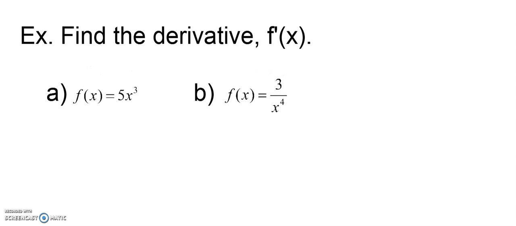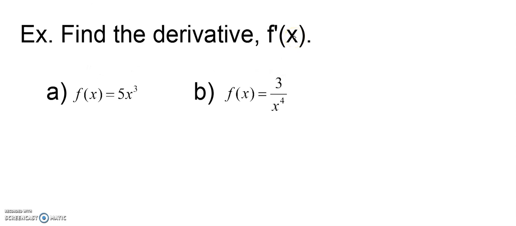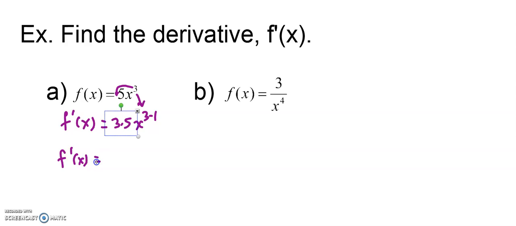So let's take a look at some examples here. It says find the derivative f prime of x given this function f of x equals 5x cubed. Well, to find the derivative, all I'm simply going to do is say the derivative equals, the 3 is going to come down to the front and multiply by the 5, times x, and then you're going to subtract 1 from 3. So the derivative of this will simply be 15x squared.